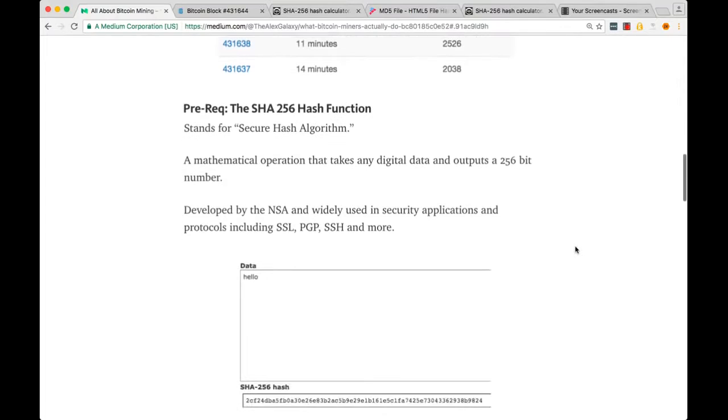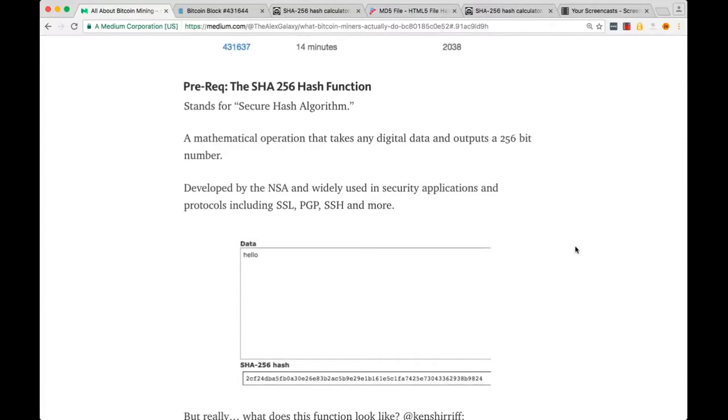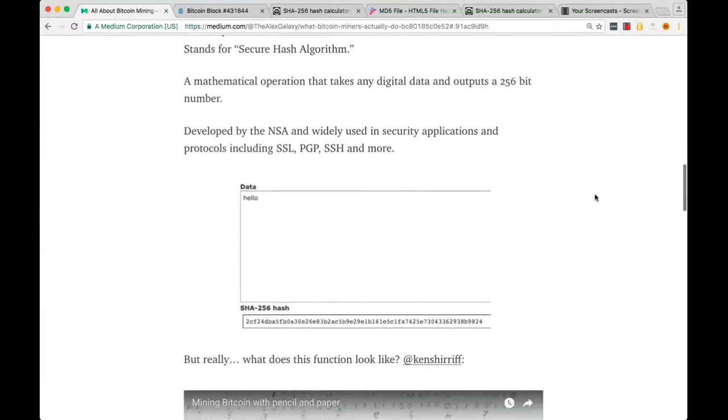The SHA-256 hash function was developed by the NSA, and it's widely used all over the internet in security applications and protocols. You may have heard of SSL, PGP, which is Pretty Good Privacy, SSH, and more. So basically, we can hash the text string hello and get this. And anyone who hashes hello will always get this output, 2CF2, blah, blah, blah. And I'll show you how this works.